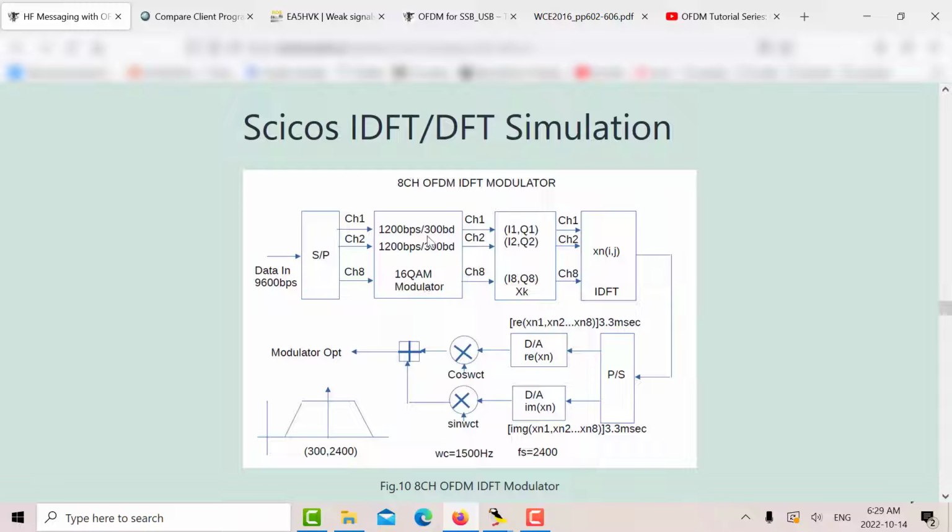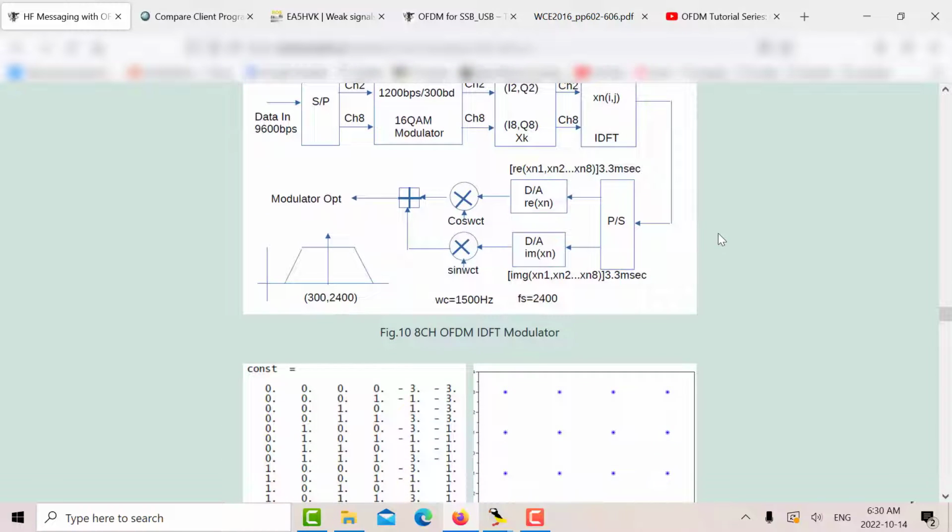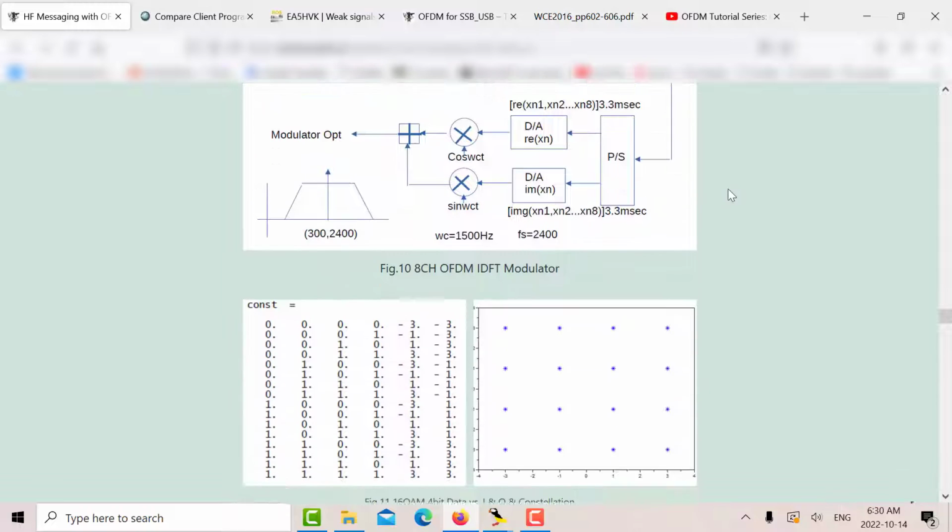And then I'm collecting the I and the Q samples from each one of these channels to form a vector, big capital XK. And that vector goes into an IDFT, giving me a small xn, real and complex. And that I'm splitting up into a real and an imaginary stream, going into a D to A converter. And I just have one modulator. Instead of 8 modulators, now I just have one. And I choose that to be the center of the bandwidth. So it goes from 300 to 2400, so the center is 1500. So there's my carrier. So that's basically my Psychos model.